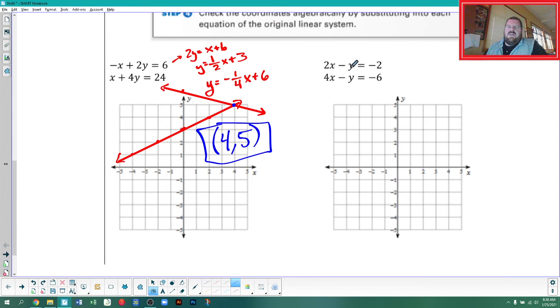I think we can use intercepts method on this one. It's not too bad. Cover up the y. 2x equals -2. That means x equals -1. Cover up the x. -y equals -2. That means y equals +2.